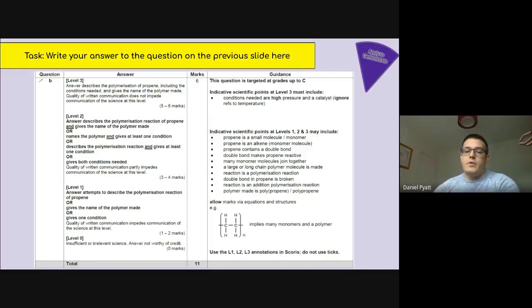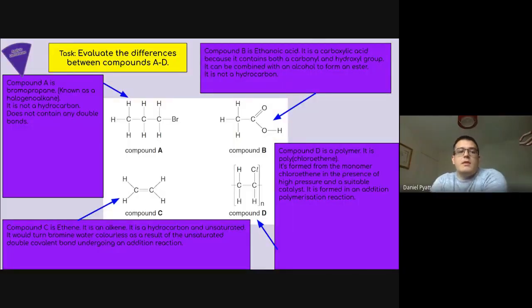Okay, so that's our 6-mark question. Hopefully that wasn't too difficult. Okay, next, evaluate the differences between compounds A, B, C, and D. So again, I've already put the answers here, but just talk through them, because some of these we will have been more familiar with than others, because this is an application question, so it's just about thinking about what we know in the context of what we've covered.